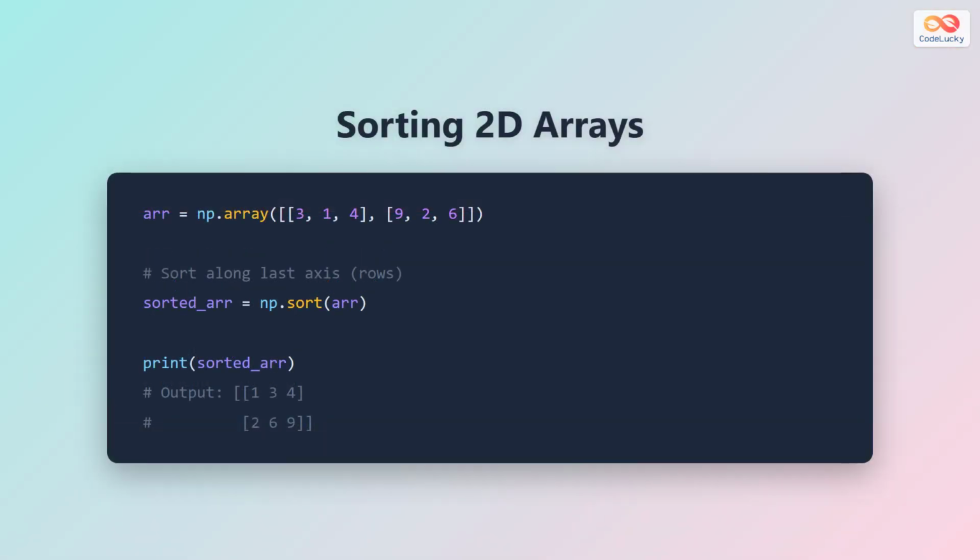np.sort also works with two-dimensional arrays. By default, it sorts along the last axis, which means it sorts each row independently. In this example, we have a 2x3 array with 2 rows. The first row contains 3, 1, 4, and the second row contains 9, 2, 6. After sorting, each row is sorted separately. The first row becomes 1, 3, 4, and the second row becomes 2, 6, 9.